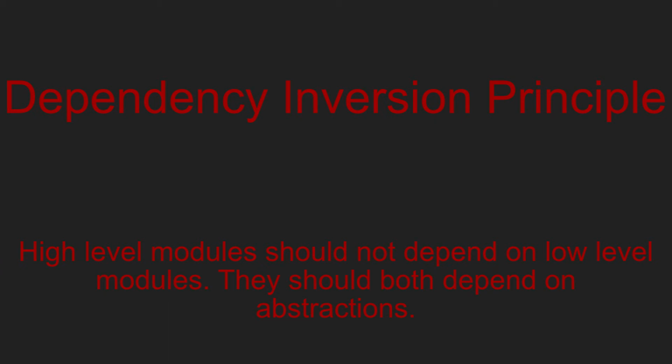Now to solve this problem, we'll do 2 things. First, instead of creating the oven inside the house class, let's create the oven outside of the house class, and we'll just pass it in through the constructor of the house class. Now I know what you're thinking, our constructor will still need a type. This is where step 2 comes in.